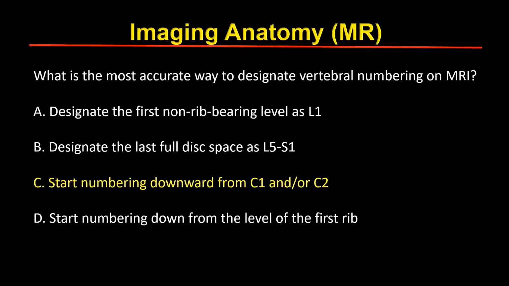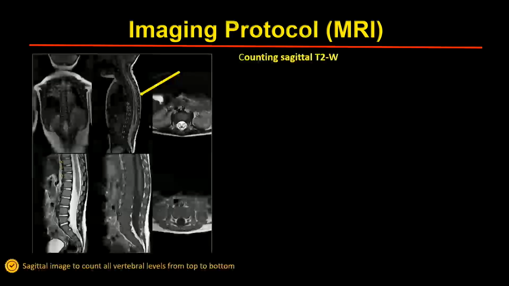Again, this is important because there is the least variability in the number of cervical vertebrae. Outside of syndromic patients, most of the human population has 7 cervical vertebrae. As opposed to that, a lumbosacral transitional vertebra is a very common finding. Because of this, for all our spine MR imaging, whether thoracic spine, lumbar spine, or total spine, we include a sagittal image to count all the vertebral levels from top to bottom. This is extremely crucial. If you don't do this, this is one thing you should take from this talk: do a sagittal T2 count image so that you can do accurate counting.